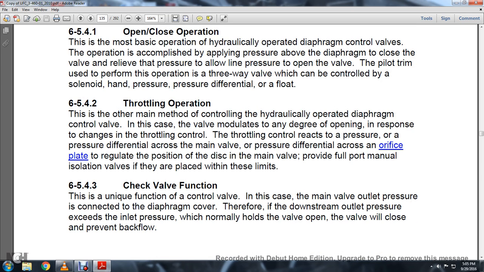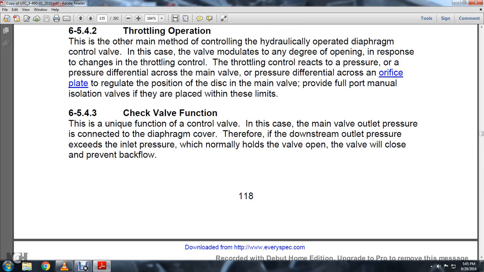5.4.2 Throttling operation. The other method of controlling the hydraulically operated diaphragm control valve is throttling, in which the valve modulates and the degree of opening changes in response to the throttle control. The throttling control reacts to the pressure, or the pressure differential across the main valve, and regulates the position of the disc in the main line valve. Manual isolation valves are provided in these lines.